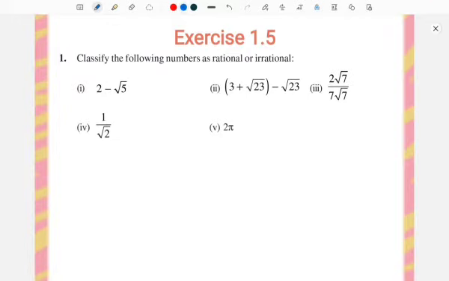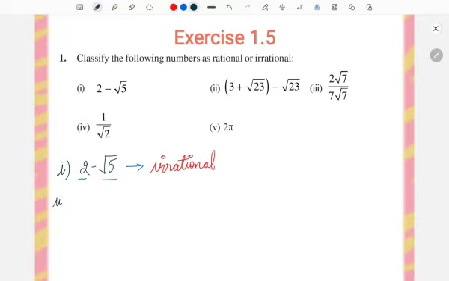Okay, question number 1. Classify the following numbers as rational and irrational. Now we have to categorize these into rational and irrational. So the first part that I have is 2 minus √5. A rational number minus an irrational number. The result is always irrational, right? As we have learned.